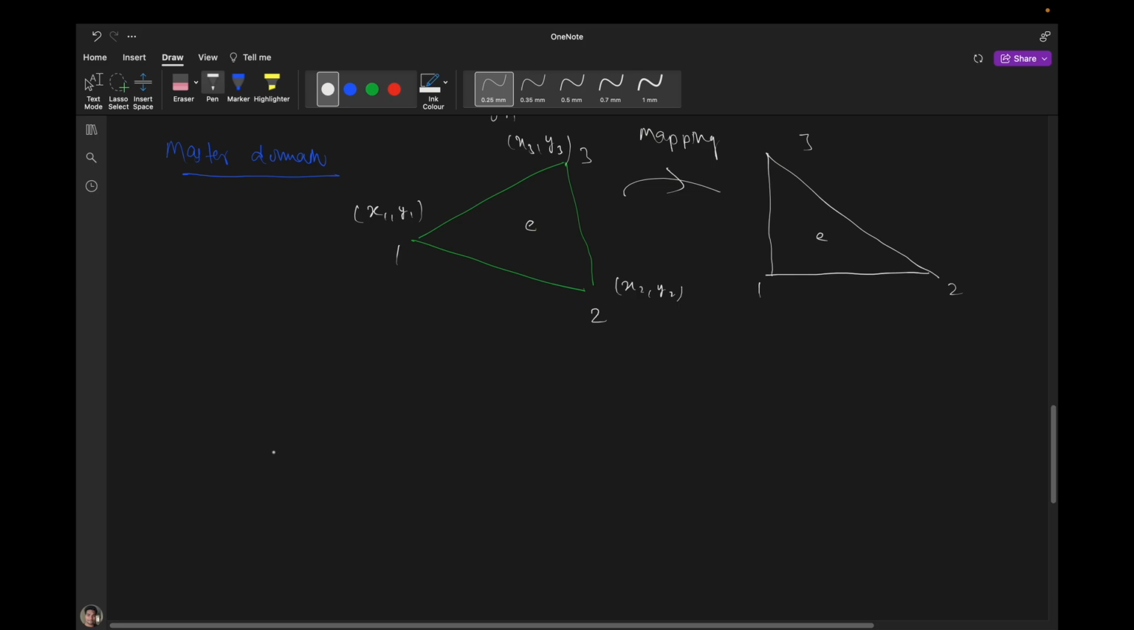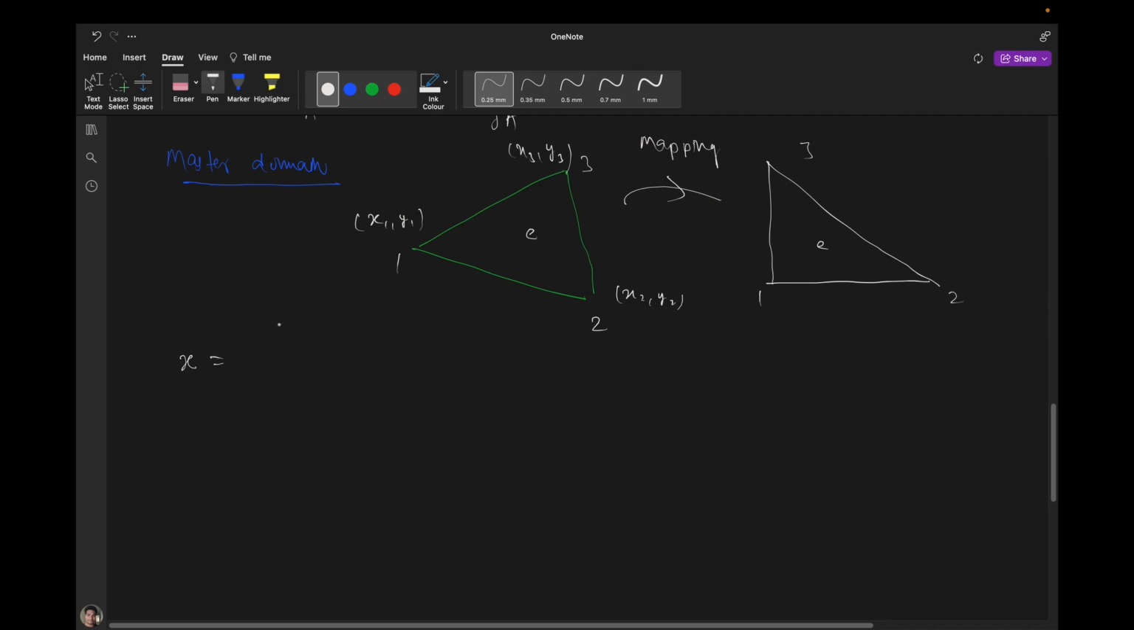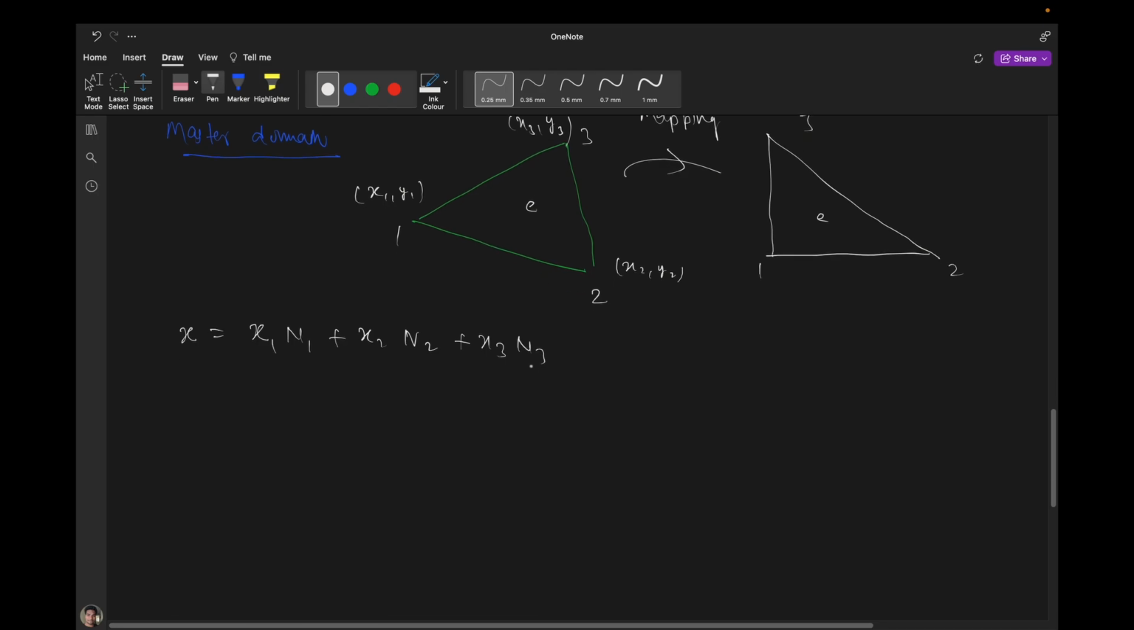Okay, and what I want is to write x as a function of x1 n1 plus x2 n2 plus x3 n3. Okay, and similarly I want to write y equal to y1 n1 plus y2 n2 plus y3 n3.